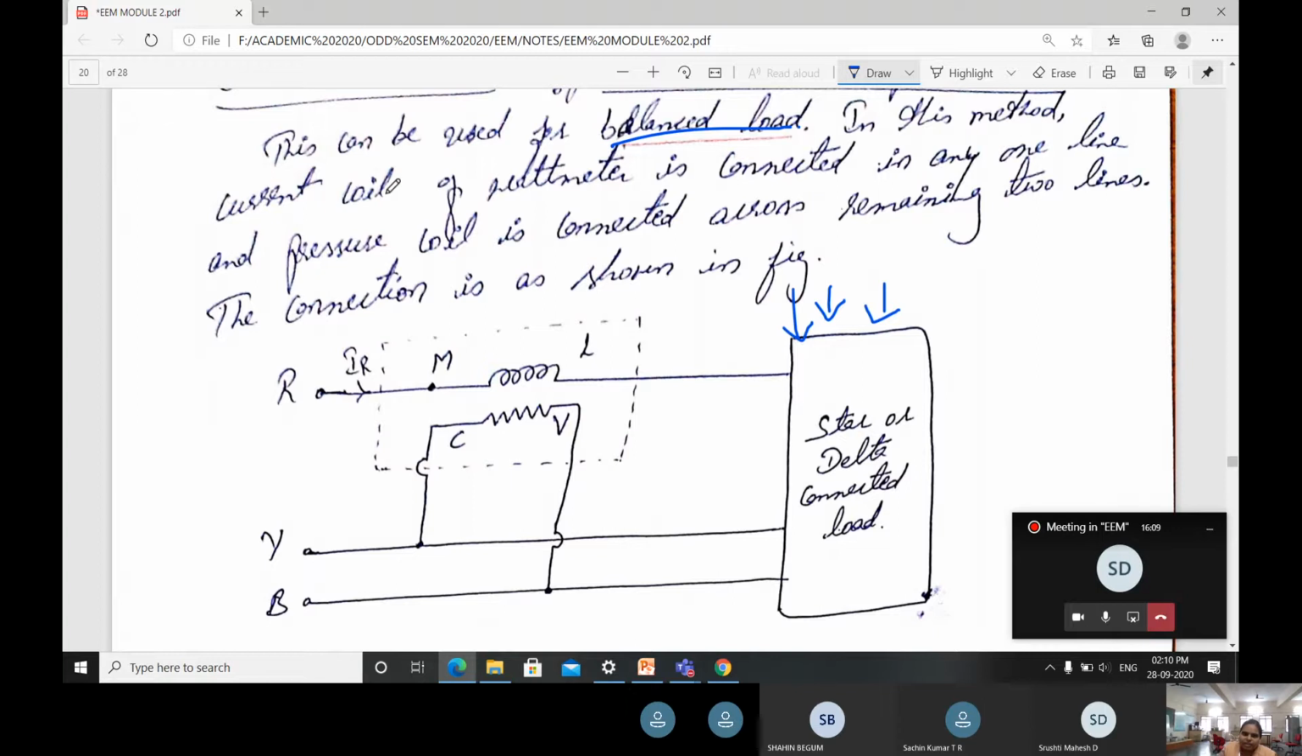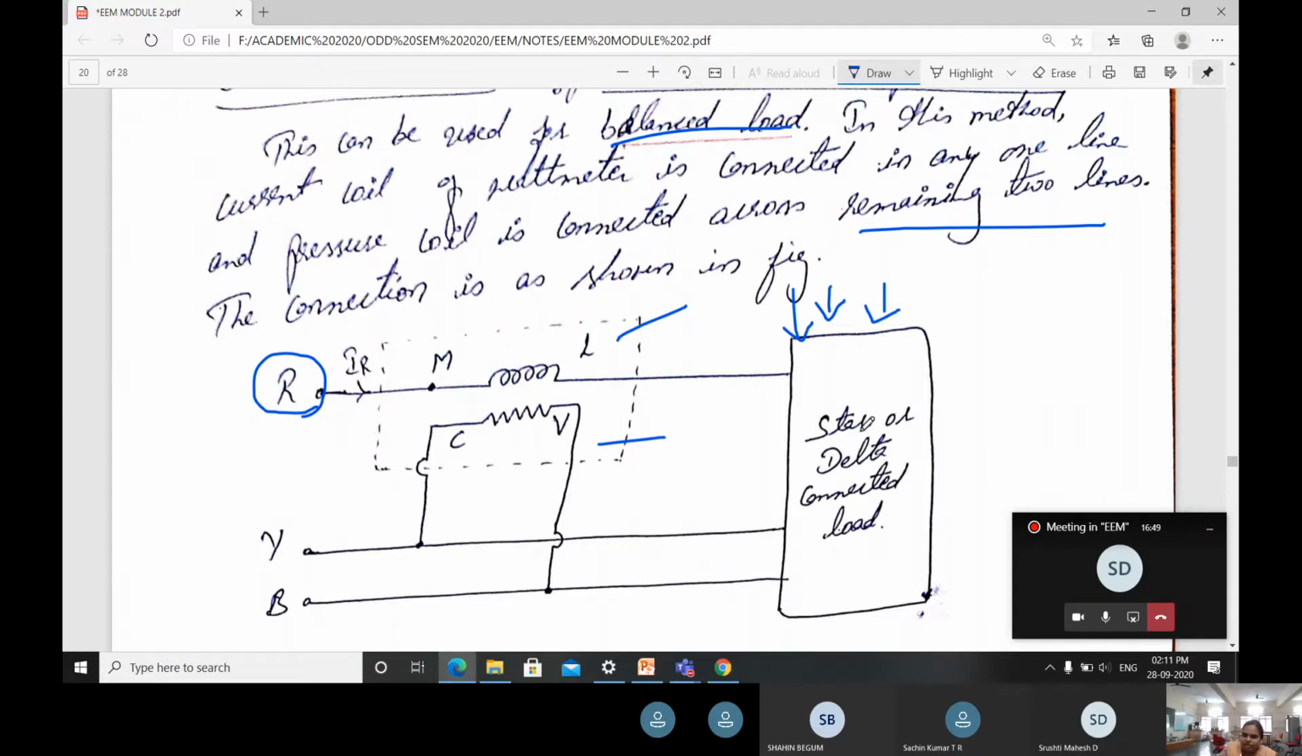In this method, the current coil of the wattmeter is connected in any one line. This is the current coil and this is your pressure coil. The current coil is connected to one line of the power and the pressure coil is connected across the remaining two lines. That is, R is connected to the current coil and YB, from the line supply, is connected to the pressure coil. This is as shown in the figure.